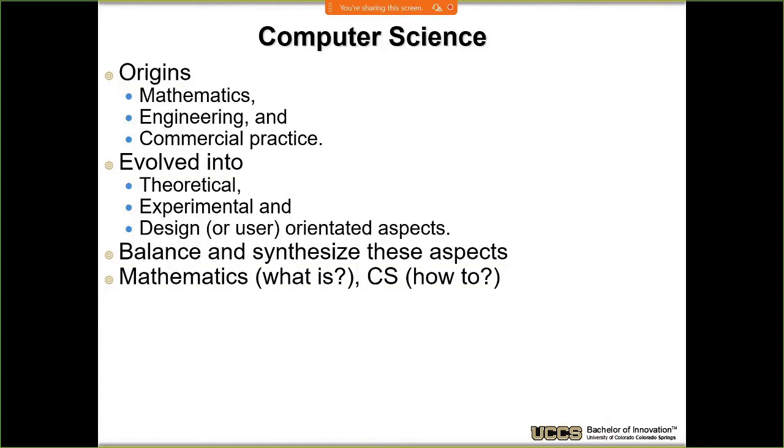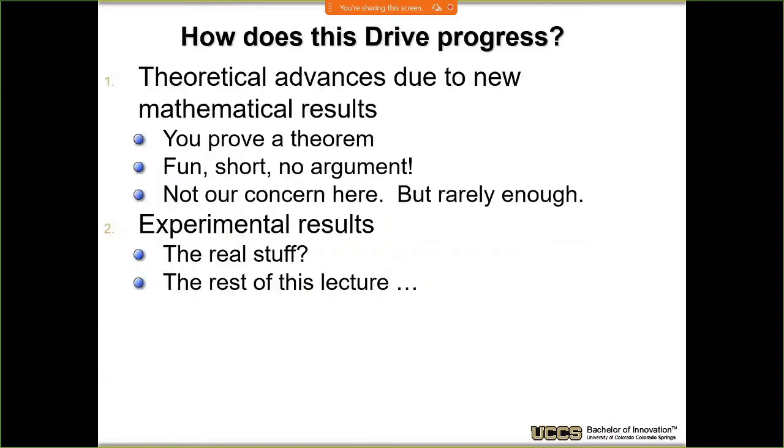From the mathematics point of view, mathematics is often about what is it? What is the state of the art? Where computer science is about how to. And our proofs in computer science are useful as they help us understand how to and why to. Right? But mostly it's how to in computer science. So we're going to look at that. So how does this drive progress?